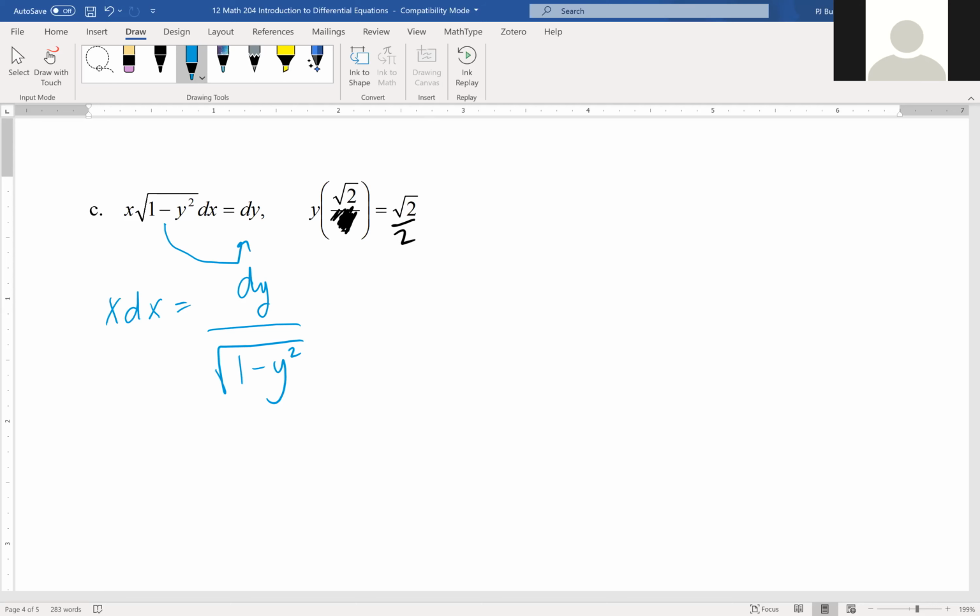So once we've done that, this is separated. We can integrate both sides. So the integral of x dx, that's lovely. That's just x squared over 2. What about this dy over the square root of 1 minus y squared? Does that look familiar?